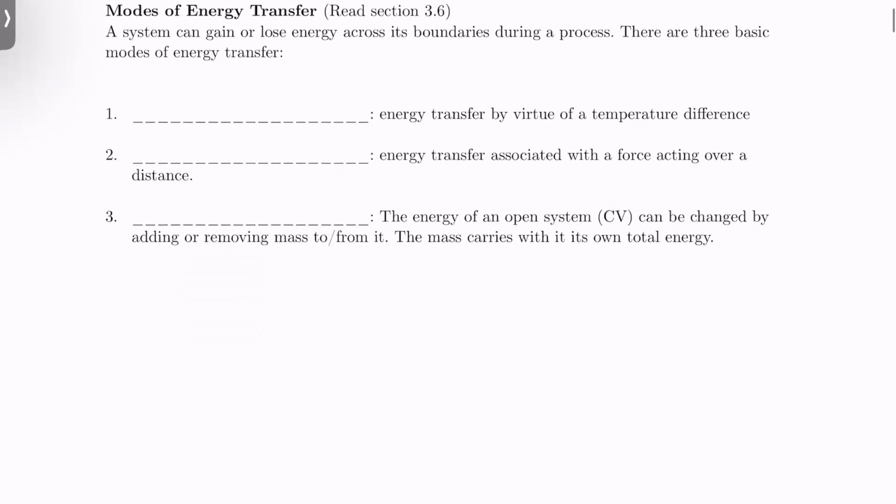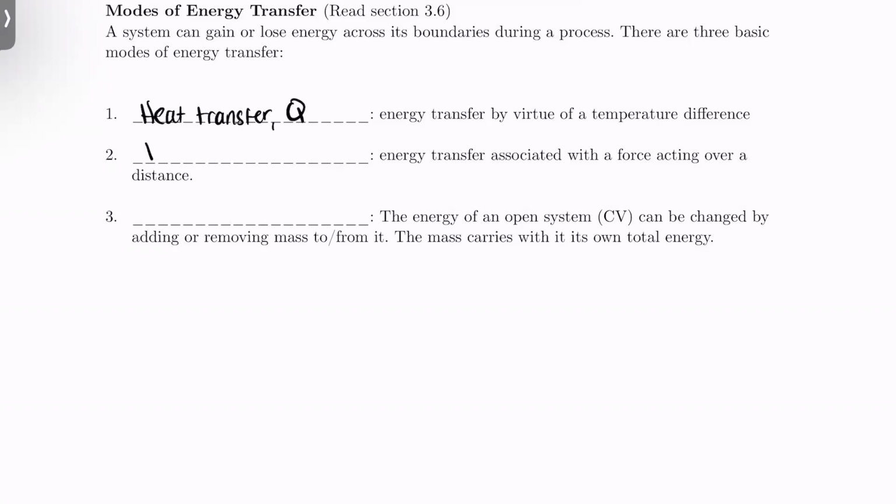So energy can be transferred in different types of modes. A system can gain or lose energy across its boundaries during a process. A process takes us from one state to another state, if you recall. There's three basic modes of transferring energy. The first one is heat transfer. We give this the symbol Q. So this is energy transfer by virtue of a temperature difference. So if the temperature changes, we're transferring energy.